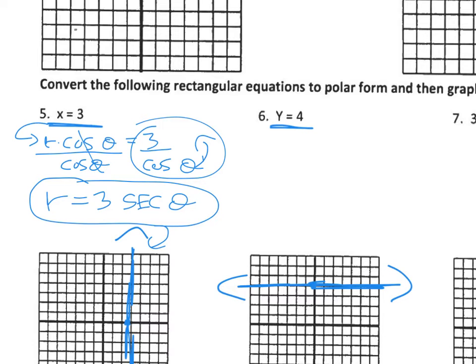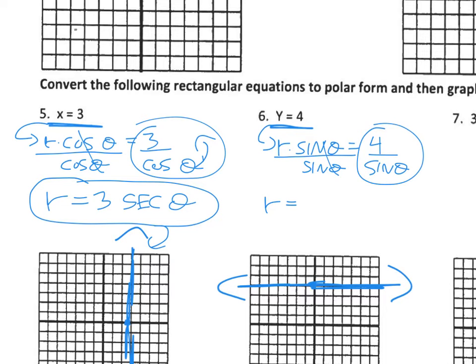Using that logic for 6, instead of secant, it's going to be cosecant. So real quick for this one, the y we can replace with r times the sine of theta equals 4. And then to get r by itself, we divide both sides by sine of theta. Then you're going to have r equals 4 over sine of theta. When you bring that sine of theta up top, it becomes its reciprocal trig function, which is cosecant. So this polar equation is r equals 4 times cosecant of theta. And that would give us this graph.